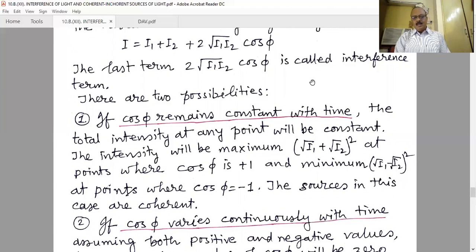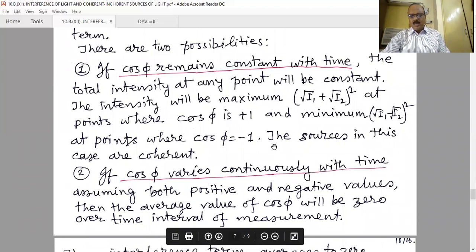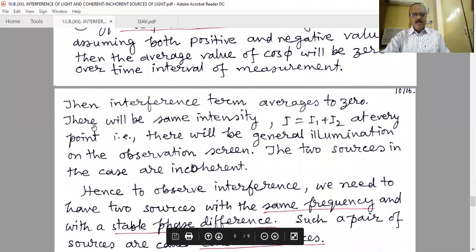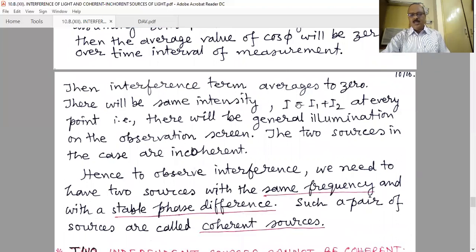But if the later light waves coming to that point meet at different phases, and there is a continuous variation of the phase, then we cannot observe this. The average of cos phi will be 0 and we get equal illumination. The interference term averages to 0, there will be the same intensity at every point, I equals I1 plus I2, which is what is normally observed in our daily life. There will be general illumination on the observation screen.